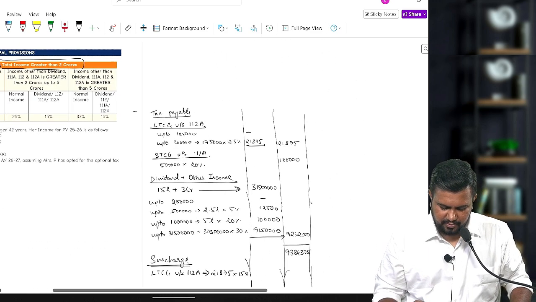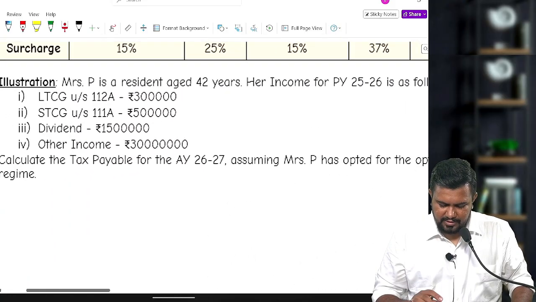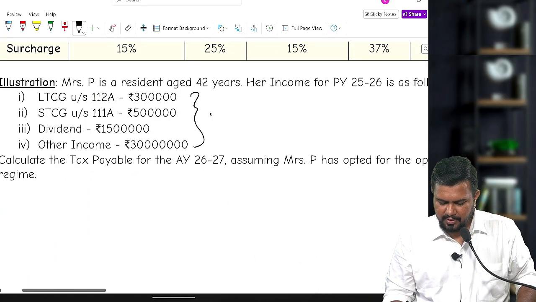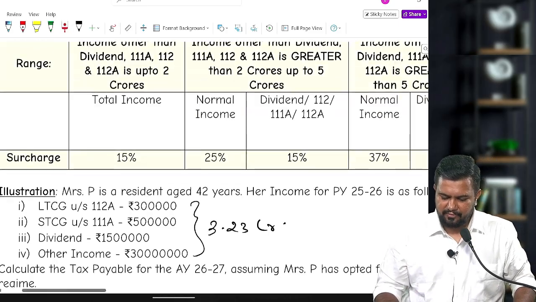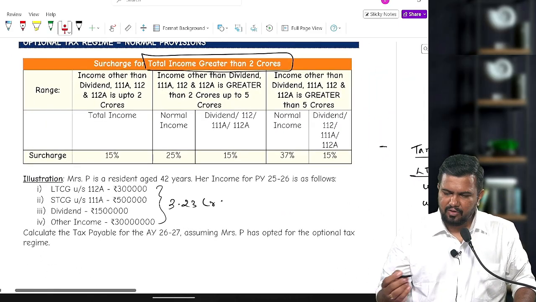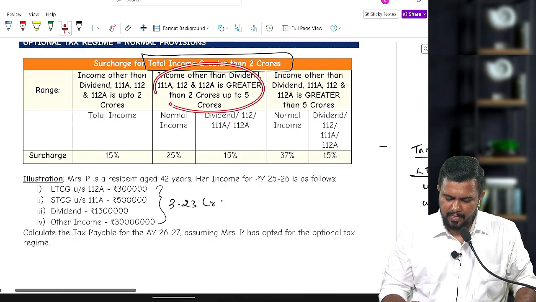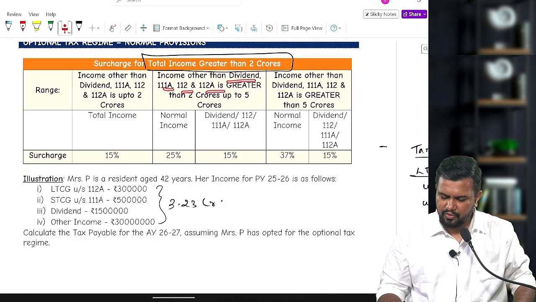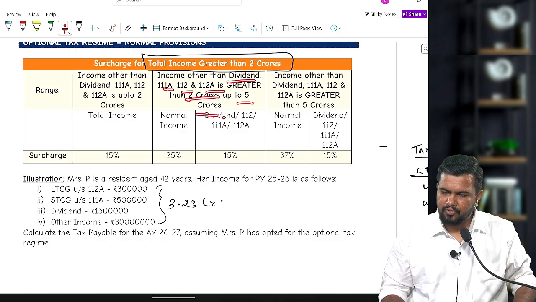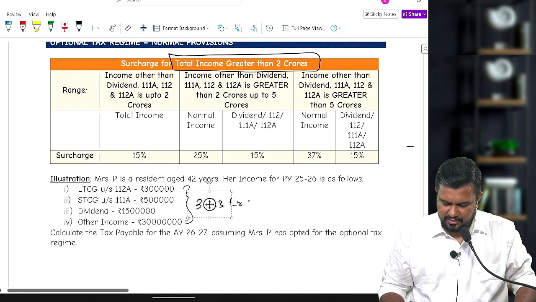First let me tell you about the table. Here, what is the total income? The total income comes to 3.23 crores, 3 crore 23 lakhs. Now you have to look at this table. Where does 3 crore 23 lakhs come? Here, where the income other than dividend, 111A, 112, 112A is greater than 2 crores but up to 5 crores, because it is 3 crores.